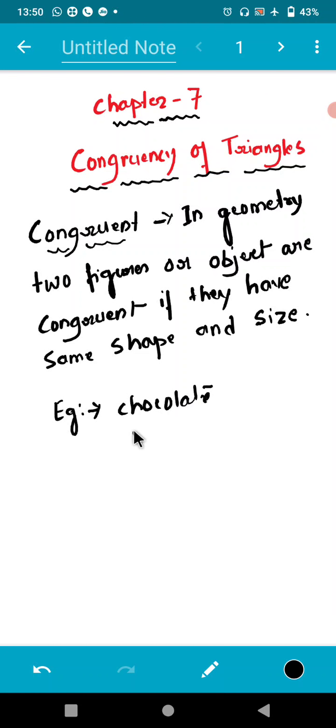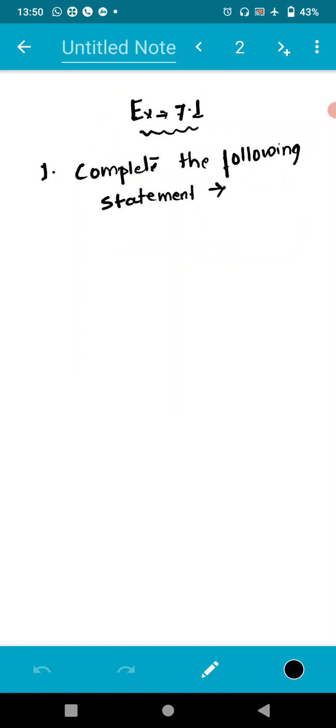It goes the same for pens also. If you are using the same brand of pen, you will find that even the shape and the size are all equal. So they are all congruent objects. These are the day-to-day life congruent objects. I hope that you have understood the basic concept of congruent.